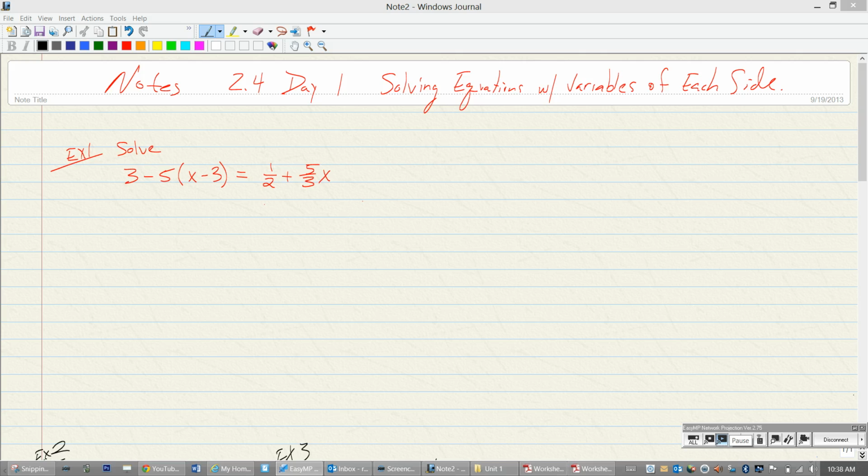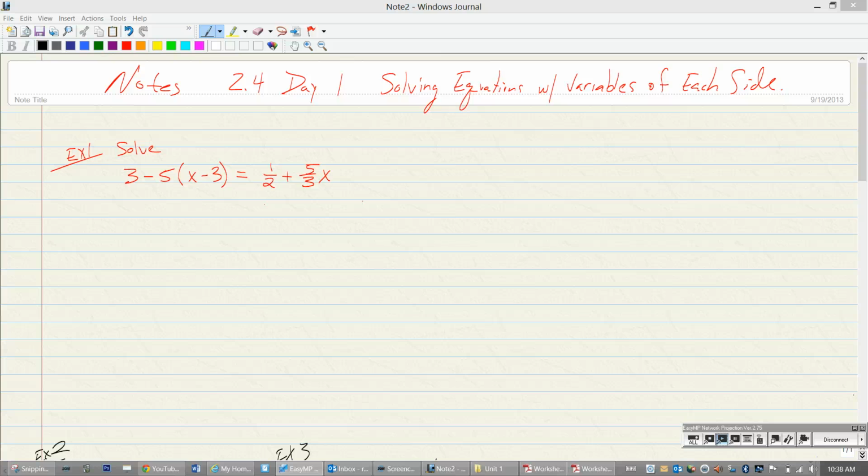The first thing that I want you to do is that the fractions make this ugly, and it could make it really difficult. So let's work through and get rid of the fractions. The way we can get rid of the fractions right away is to multiply through by the least common denominator of all the fractions in the equation.